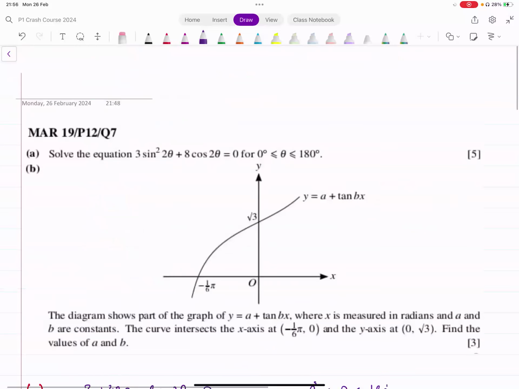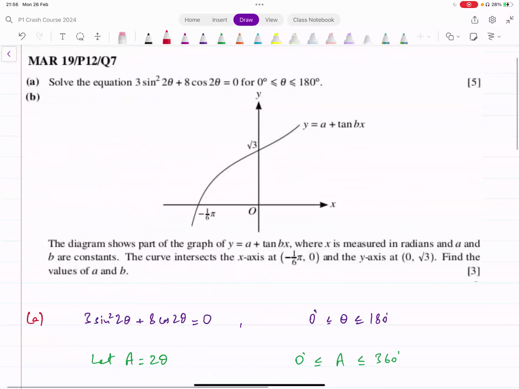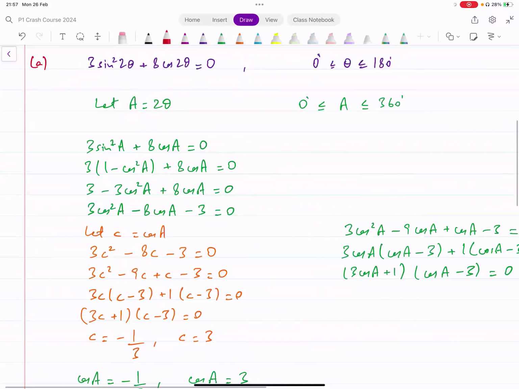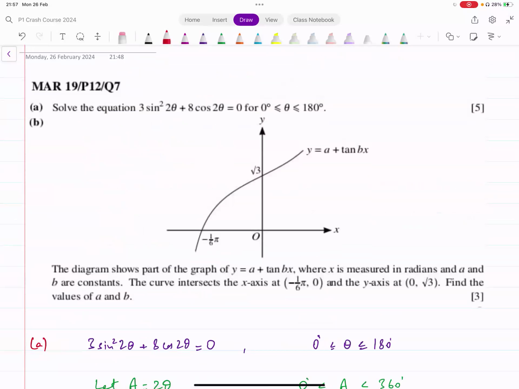Okay. What about the second part now? Now this is very similar to what we've done before. In fact, it says the diagram shows part of the graph of y equals a plus tan bx, where x is measured in radians and a and b are constants. The curve intersects the x-axis at minus pi over 6, 0, and the y-axis at 0, under root 3. Find the values of a and b. Again, you have 2 points given. You just have to input those 2 points in the equation, get 2 simultaneous equations, and then solve them.